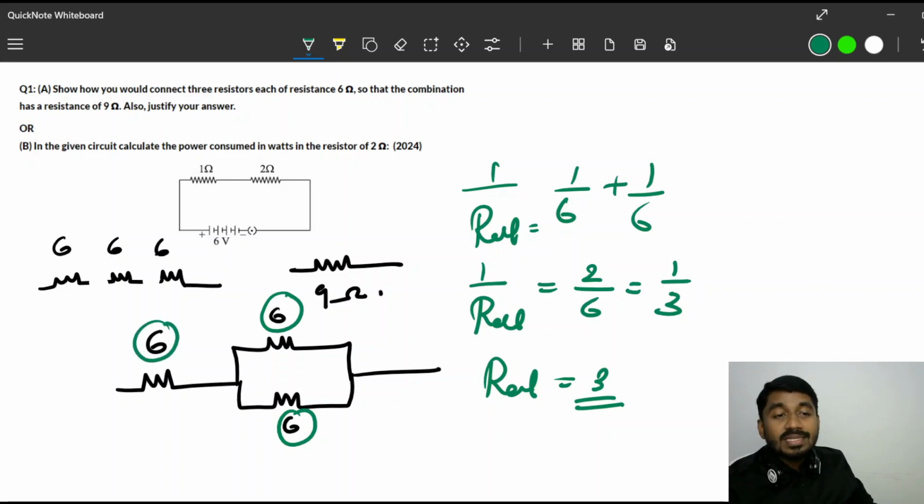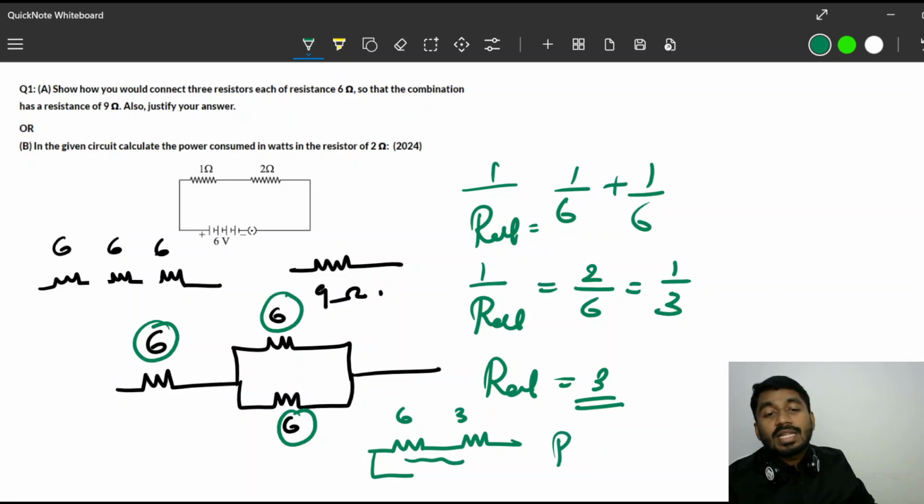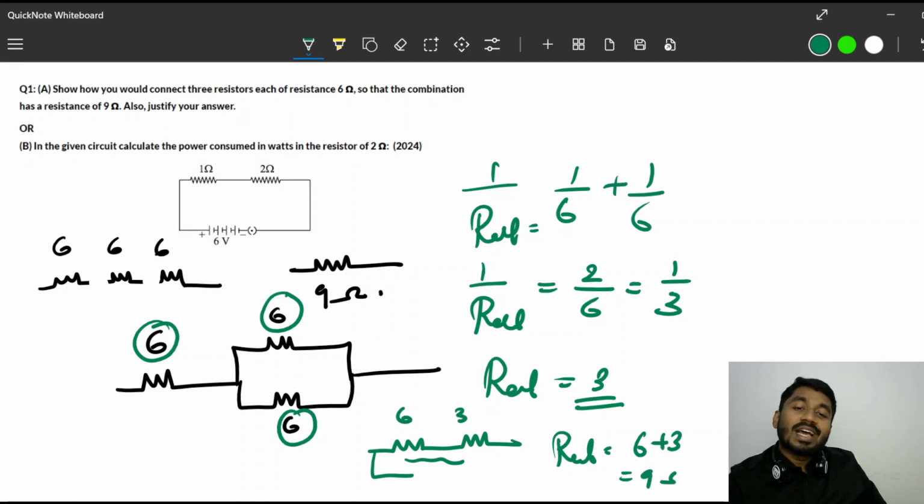Then a 6 ohm is connected in series. So the question we can redraw like, first is 6 ohm, then a 3 ohm. So what is the answer here? We are getting the total effective resistance is equal to 6 plus 3 is equal to 9 ohm. Clear everyone? So this is how we can connect the resistors in the given combination. So I'm going to clear the screen. You can take the screenshot.